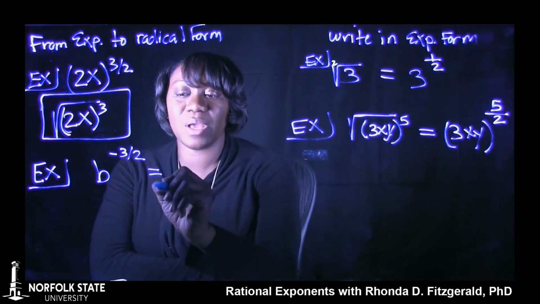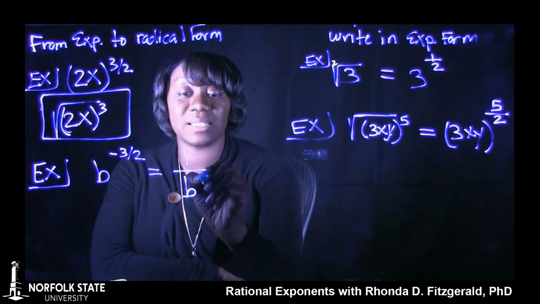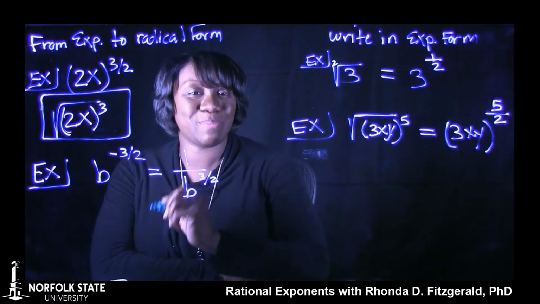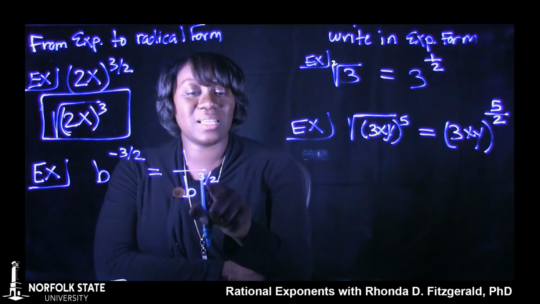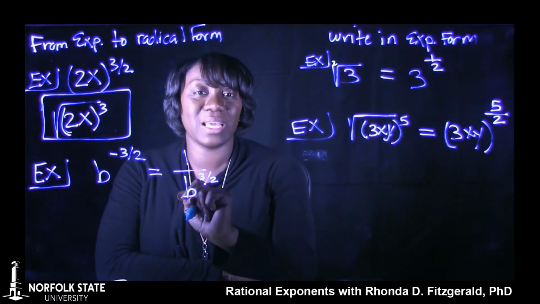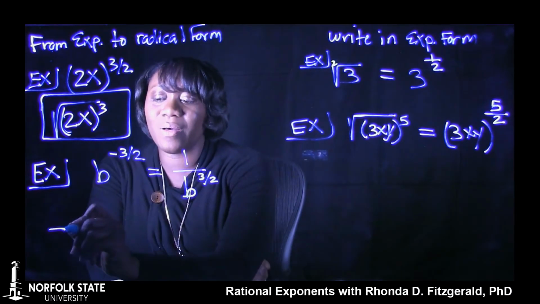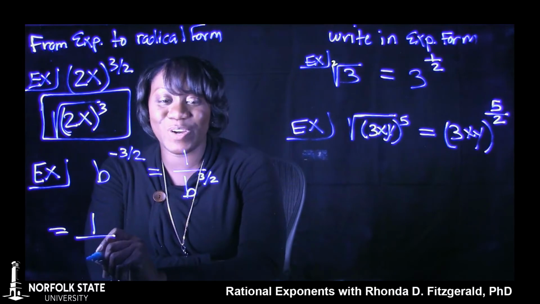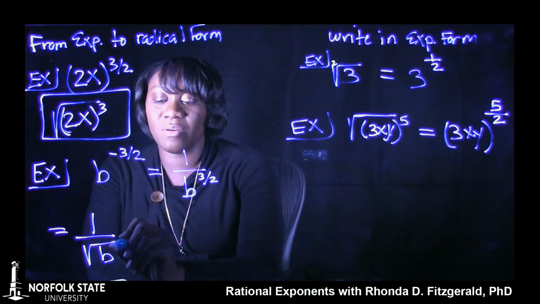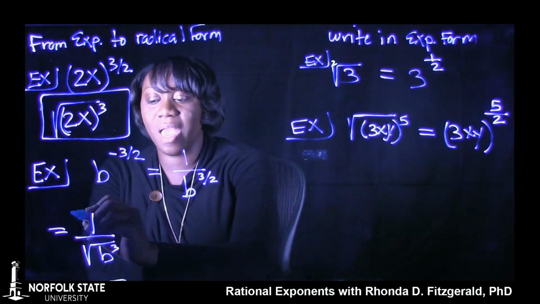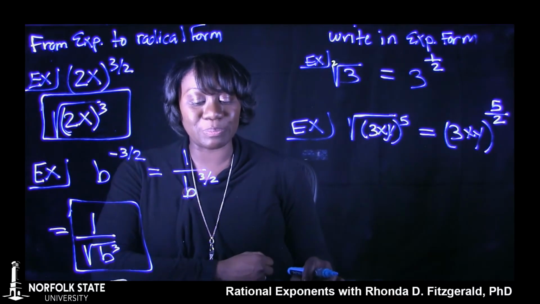Well, in this case, we know that simply means 1 over b to the positive 3/2 power. So we've dealt with the negative. Now let's deal with taking the exponential form and putting it in radical form as asked. We can easily do that now. That becomes 1 over, my root is 2, so I want the square root of b raised to the 3rd power. And that's our final answer in this particular example.